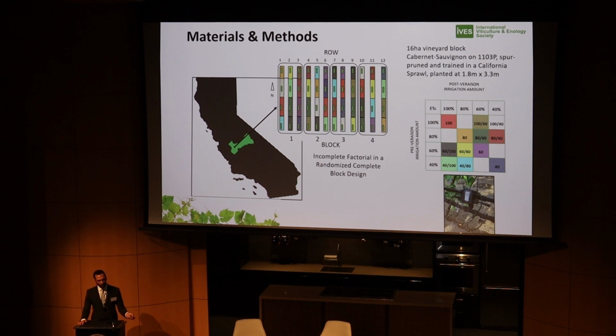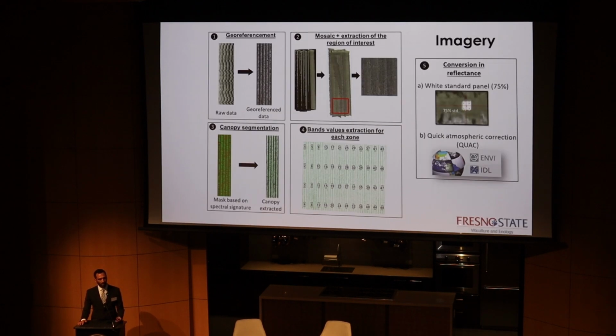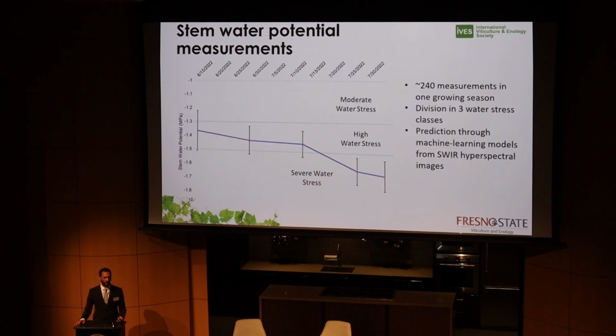I won't present the results on the irrigation, but I want to present the results on assessing the water status of the vineyard through hyperspectral imagery. So we work with a drone in this case, so we take aerial imagery, and we standardize according to panels on the ground, but also we tested atmospheric corrections that are based on atmospheric parameters. The stress over the 240 measurements was between moderate to severe, and we separated them according to classes.